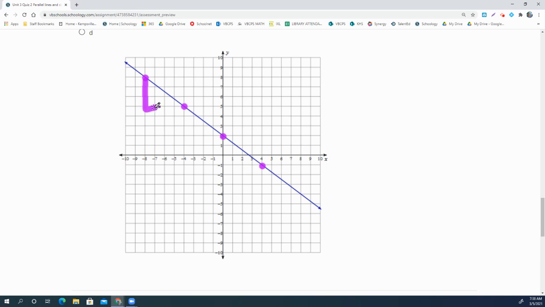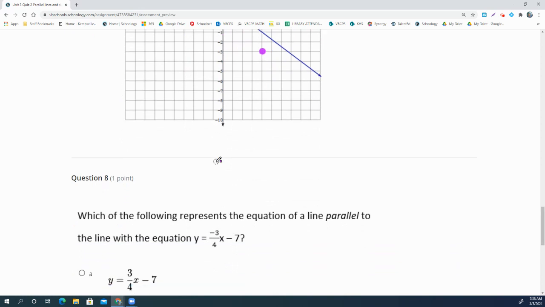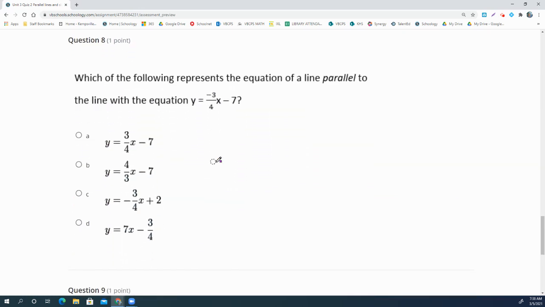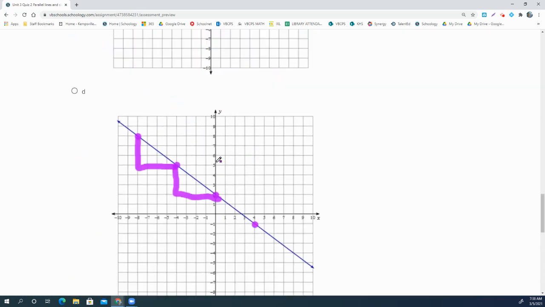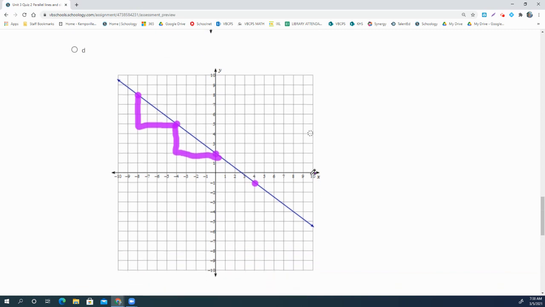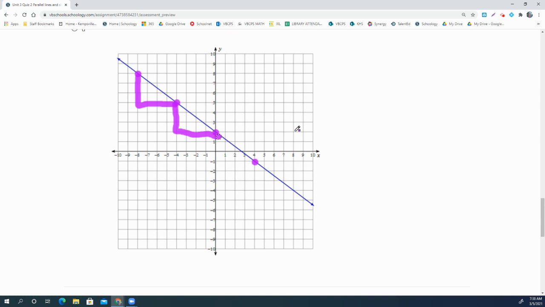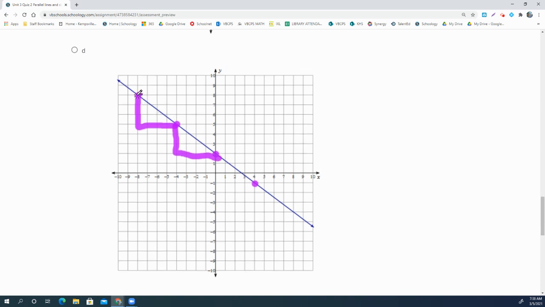1, 2, 3, 1, 2, 3, 4, and it's a negative slope. So this, my friends, is our answer. These are almost identical to what you're going to see on the test. For me, it's D, but the answer choices might be mixed up. So it's the one that's down 3, right 4, down 3, right 4, down 3, right 4.